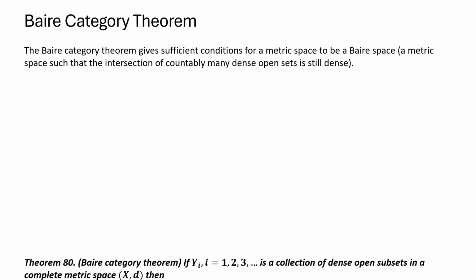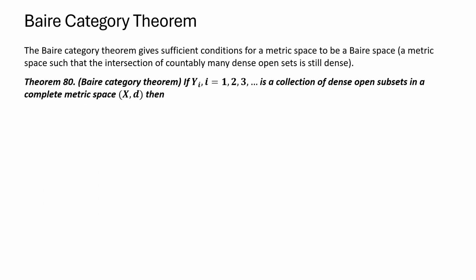So let's do this first one here. It's called the Baire category theorem, spelled B-A-I-R-E. Let me use the pointer here. It gives sufficient conditions for a metric space to be a Baire space. And what is that? Well, a Baire space is a metric space such that the intersection of countably many dense open sets is still dense. So the key thing here is intersection. If you have a countable number of dense open sets, the intersection of all those is still dense, and we can state it a little more formally.